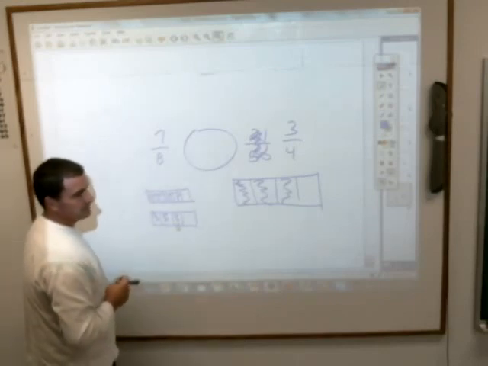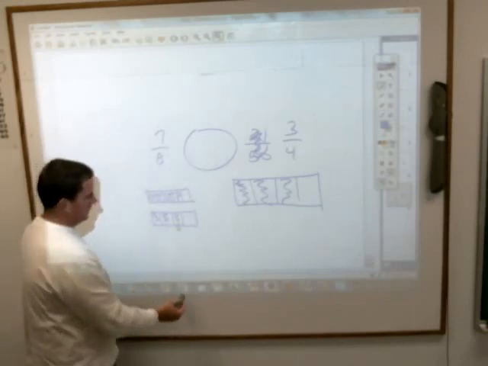Madison, what is this? Still fractions. Same fractions we've been doing.